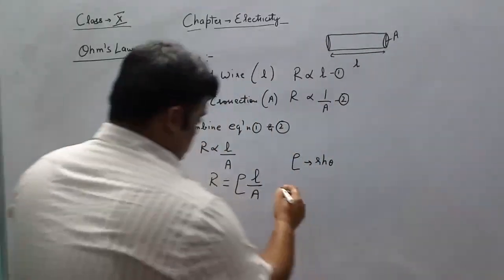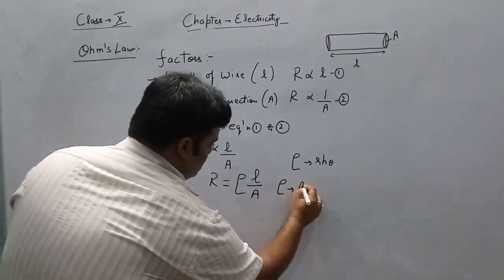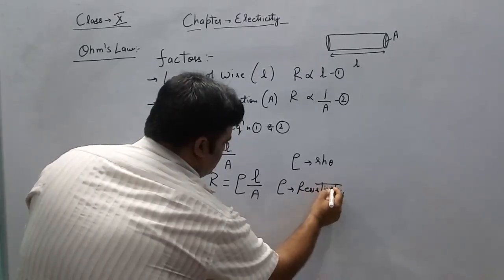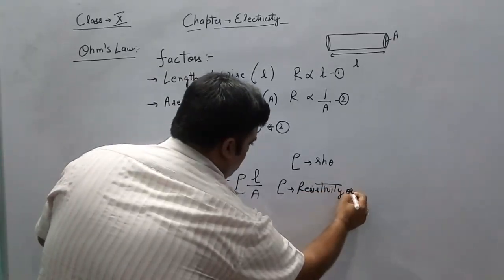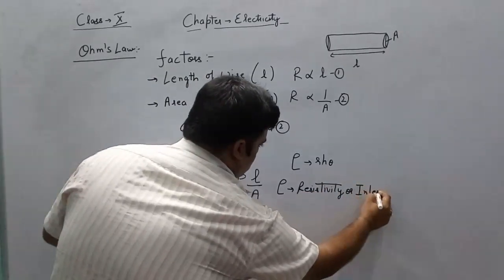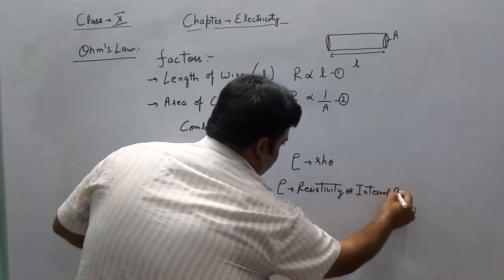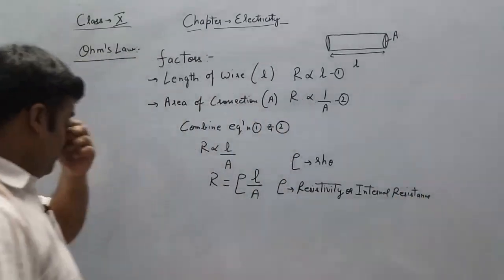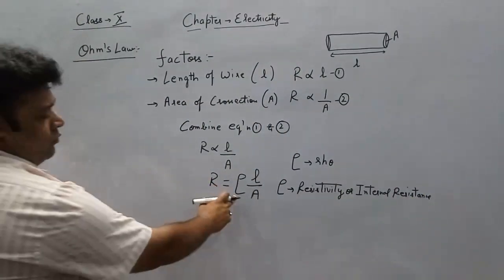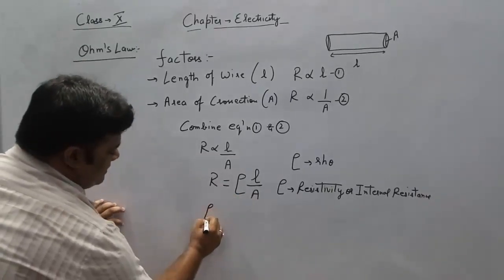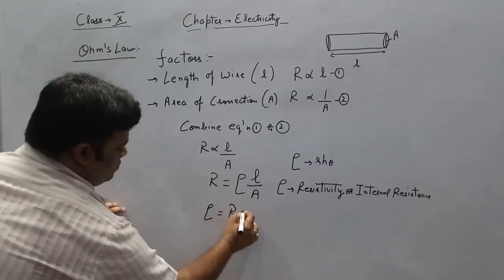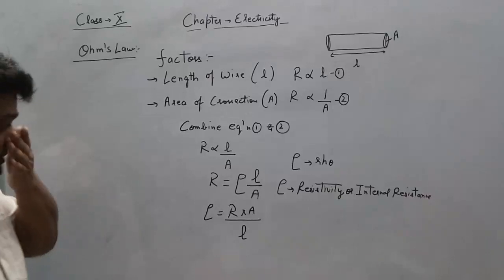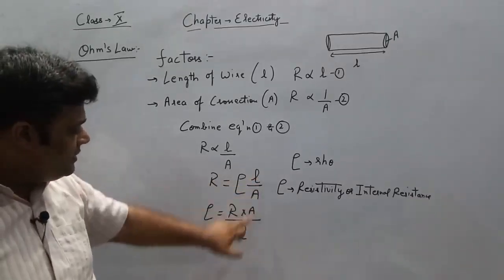What is this rho? It represents resistivity or internal resistance of the material. Value for this rho, from this formula only we can say that resistivity is equals to resistance multiplied by area of cross section divided by length, A multiplied by R divided by length.